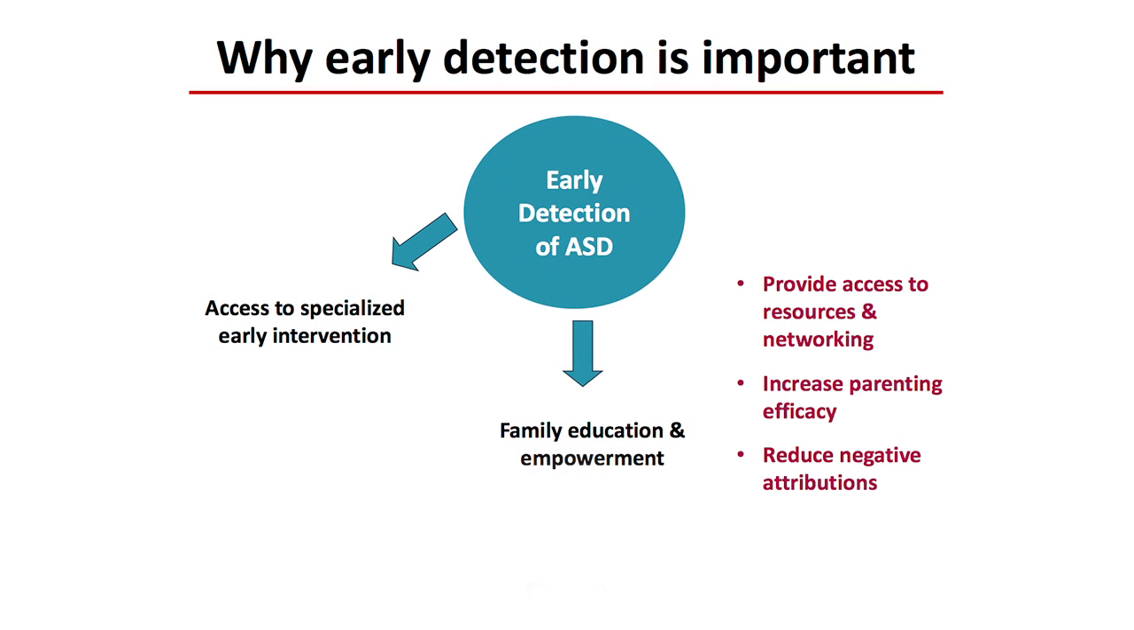The second reason that early detection is important is for families. Families of young children with autism are often very confused by their behavior. These children look like other kids, and a lot of times they act like other kids. So some of their behaviors can be very puzzling, confusing, and frustrating for parents, whether or not they've had children before. They may find that parenting strategies they've used with their other children just don't work with these kids, and they start to reflect on what they're doing wrong and what's wrong with the child, and lots of negative attributions can develop.